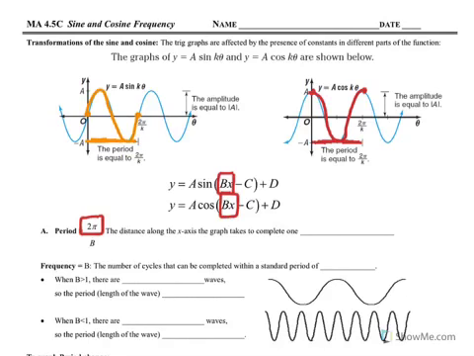Okay, so the period is the distance along the x-axis the graph takes to complete one cycle. And for us, the period is always going to be equal to 2 pi divided by b. And again, b is the coefficient for x. So b also is the frequency. The frequency represents the number of cycles that can be completed within a standard period.